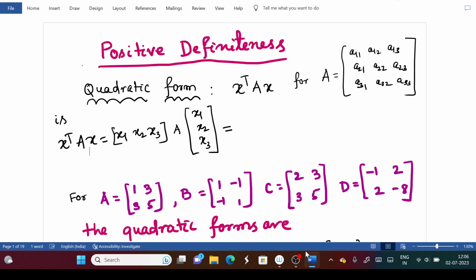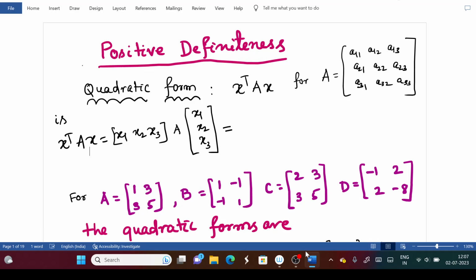Today we are going to discuss some aspects of chapter 6 and chapter 7 of Gilbert Strang's book, Linear Algebra and Its Applications. So today we are going to discuss positive definiteness. Before discussing positive definiteness, we should know what we mean by quadratic form.